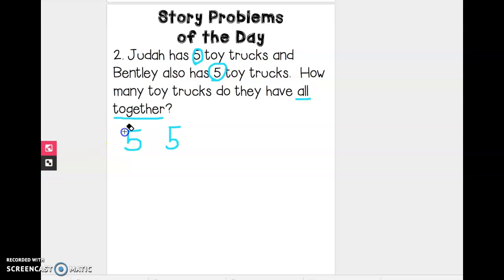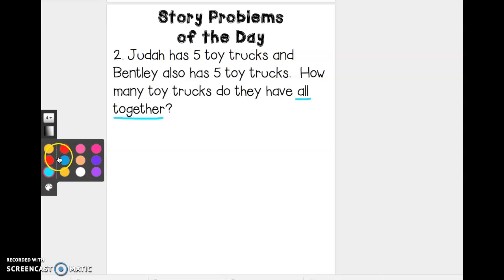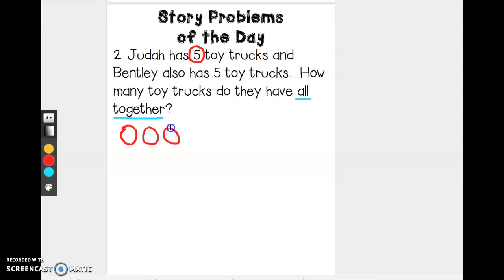So I want us to think about, because they're the same number, I'm going to use 2 different colors to help us. So Judah's 5 toy trucks. So remember, we can use just a simple picture. In math, we keep it simple. So again, we could just use circles to represent our trucks, couldn't we? So I'm going to do Judah's. 1, 2, 3, 4, 5. And I'm going to put a J in there because that's for Judah.